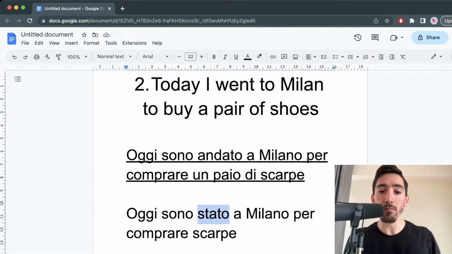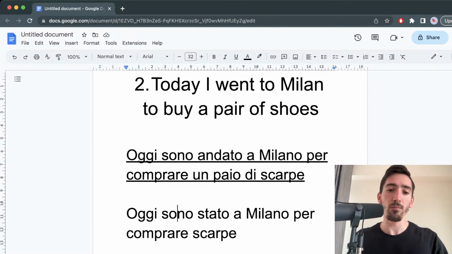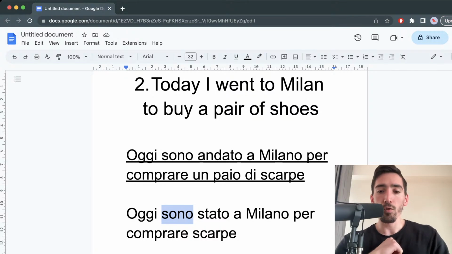I have been to Milan. Today I went to Milan. Today I was in Milan. But also, we are using the verb to be to form the complex tense. So sono. Sono stato a Milano per comprare scarpe.